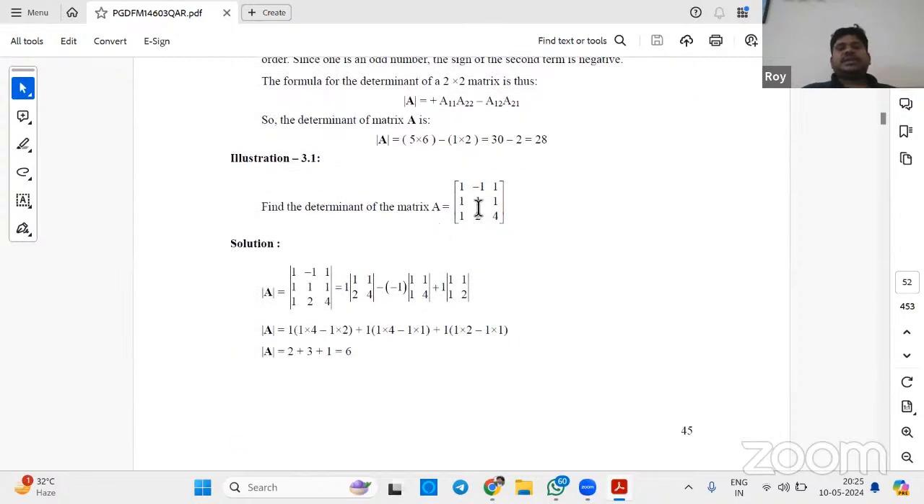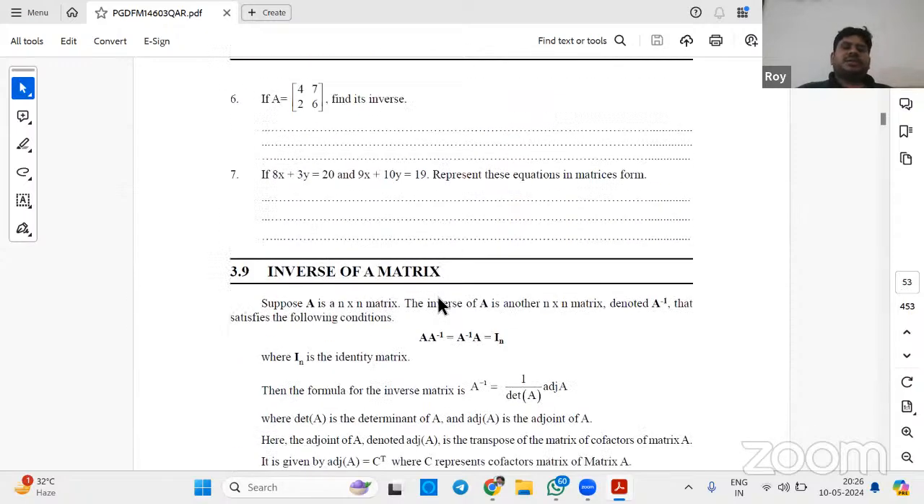Now, 3 by 3 matrices. How to do this? 1 into (1 2 4, 1 1 1 4) minus 1 into (1 1 1 4) plus 1 into (1 1 1 2). When we calculate this kind of thing, then we'll get some answer.